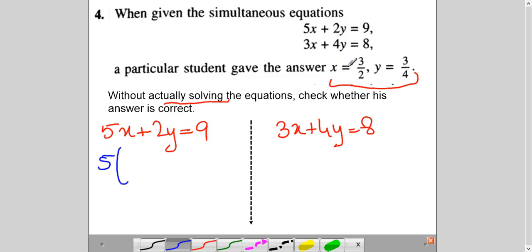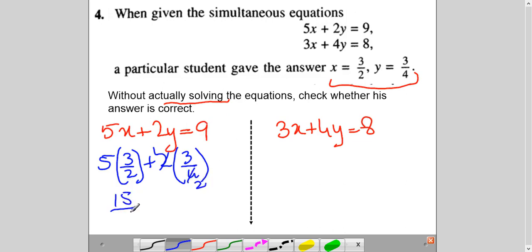So the student got x as 3 upon 2. I'm plugging in here. And the solution of y, he got 3 upon 4, which is mentioned here. I'm substituting. And I will see when I solve it, do I get 9 or not? Because the other side I have 9.